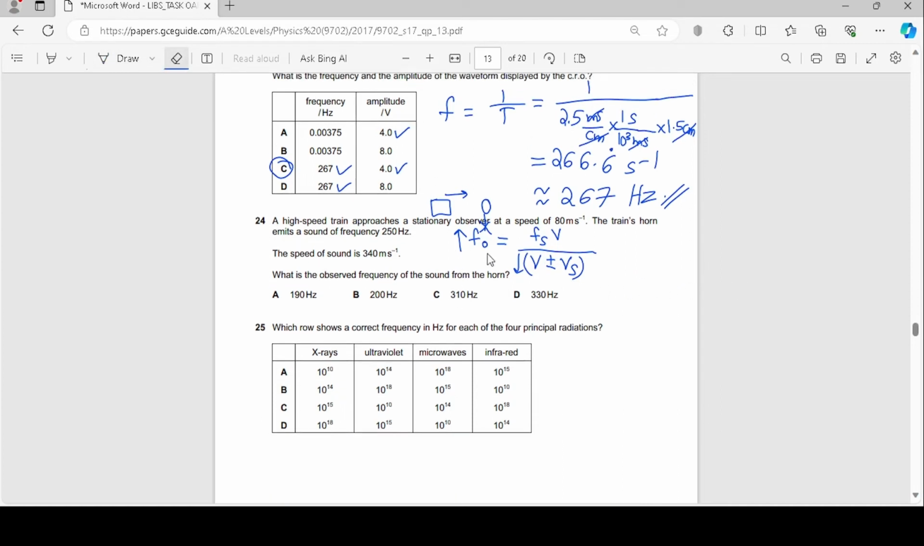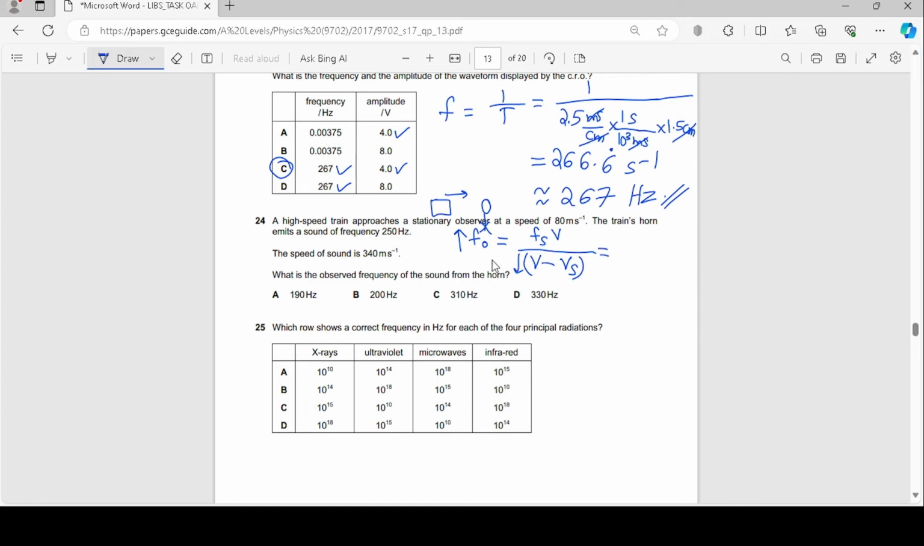Because two quantities that are multiplied are inversely proportional in that sense. Roughly, if f observed is increasing, then this fraction v plus or minus vs must be decreasing. And because it must be decreasing, instead of taking the v plus vs version of this formula, you're going to take the v minus vs version because they're moving towards each other. So then let us calculate the observed frequency.